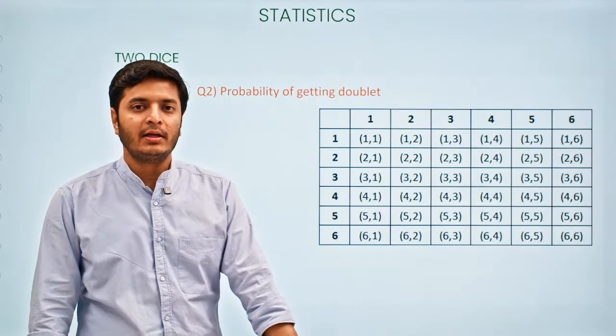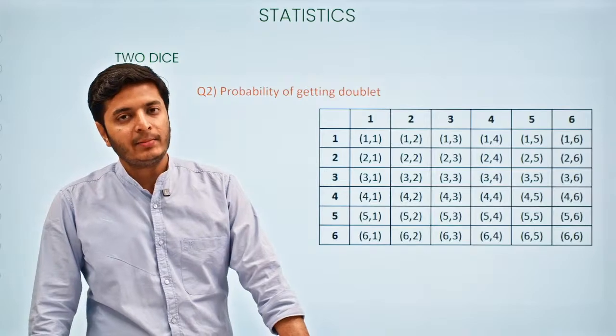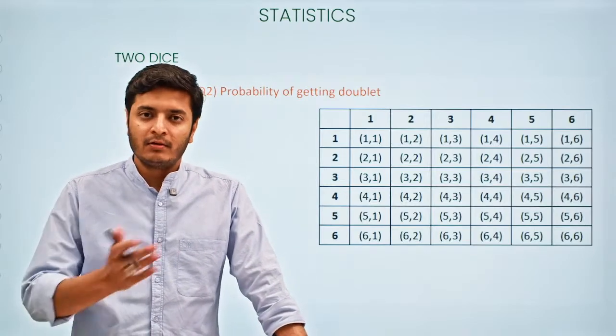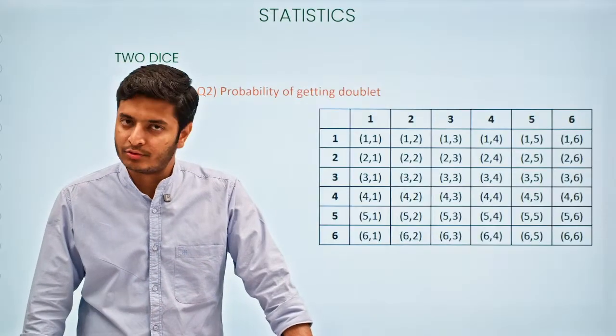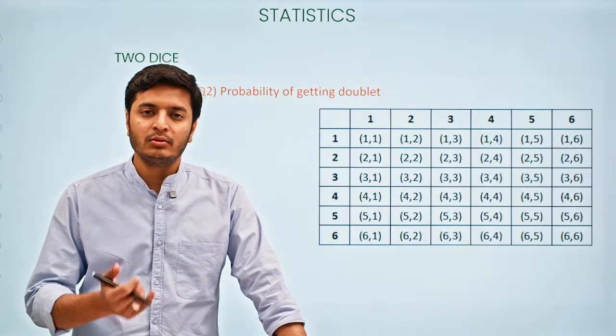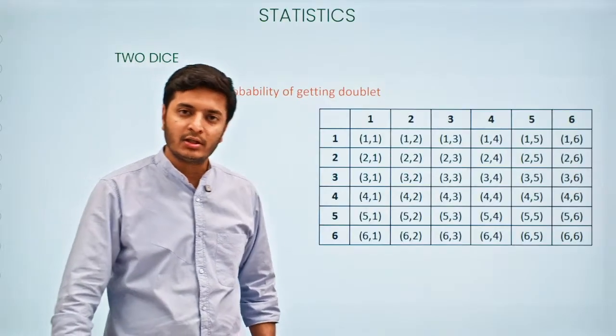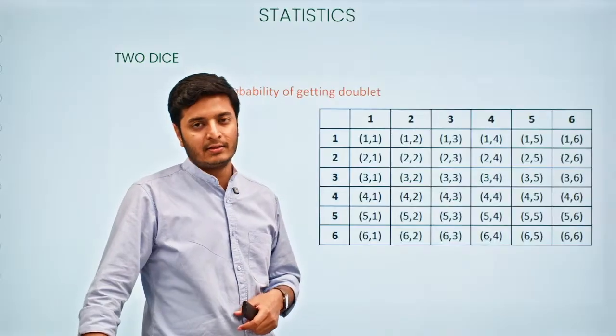What do we understand by this word doublet? Doublet means that both the die are showing the same number. If first one is showing 1, the other one is also showing 1. If first one is showing 2, the other one is also showing 2. If first one is showing 3, other one is also showing 3, and so on till 6, 6.